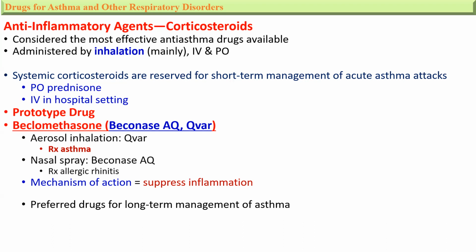So I have the aerosol inhalation, QVAR, or Beconase, which is the nasal spray. The one to treat asthma is QVAR, the aerosol inhalation. However, the one we can use for allergic rhinitis is the nasal spray, Beconase AQ. And it suppresses inflammation. It decreases synthesis and release of inflammatory mediators. It will decrease the inflammation and activity of inflammatory cells. It will decrease edema of the airway mucosa.